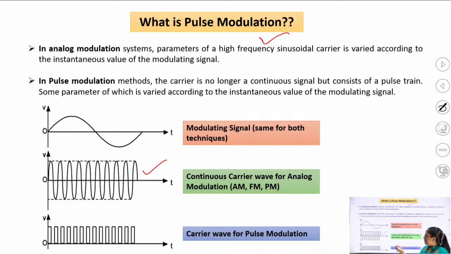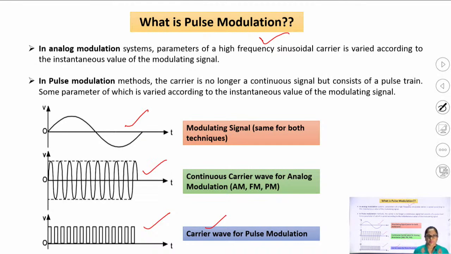If we select a train of pulses as a carrier signal instead of a continuous carrier wave, and vary any one parameter of these pulses, its amplitude, its position or its width, according to the instantaneous value of our message signal, then it is called pulse modulation. So what is pulse modulation? In pulse modulation, our carrier is in the form of a pulse signal and its parameter varies according to the message signal.